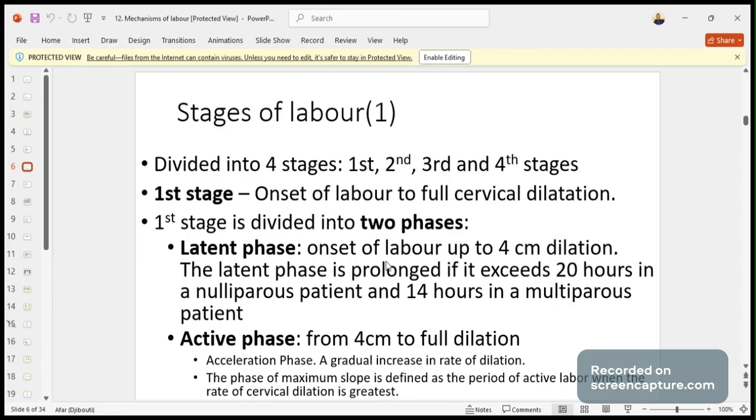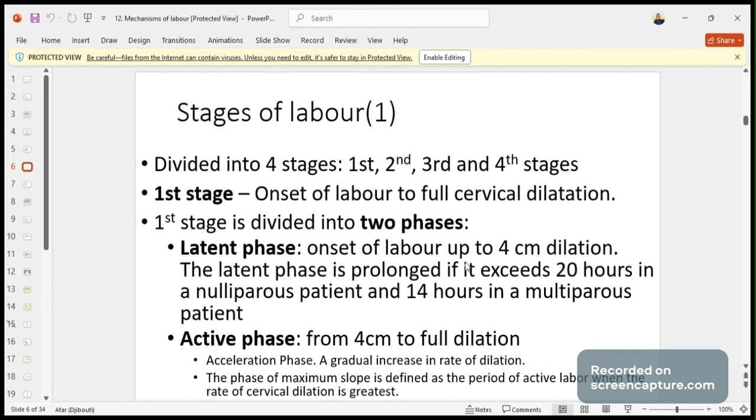The latent phase is prolonged. We call it prolonged latent phase when it exceeds 20 hours. So sometimes it goes up to 20 hours while you're waiting for it to reach 4 centimeters in the latent phase, but if it exceeds 20 hours in a nulliparous woman, it is prolonged. If it exceeds 14 hours in a multiparous woman, it is prolonged. A multiparous woman is a woman with several children. Nulliparous is just the first baby you're giving birth to.